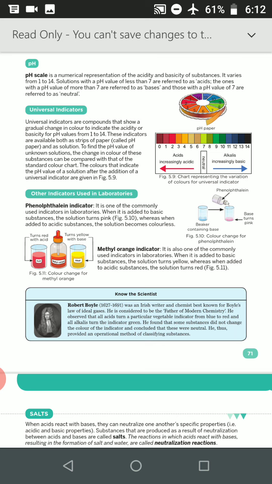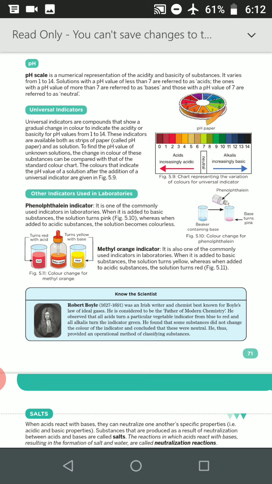When we add phenolphthalein to a basic substance, it turns pink. You can see this in the diagram of figure 5.10, a beaker containing a base. So when we add phenolphthalein to the basic solution, it turns pink. When it is added to the acidic solution, it becomes colorless. In this way, we can detect whether the given solution is acid or base.